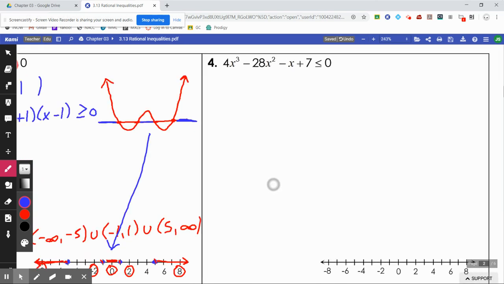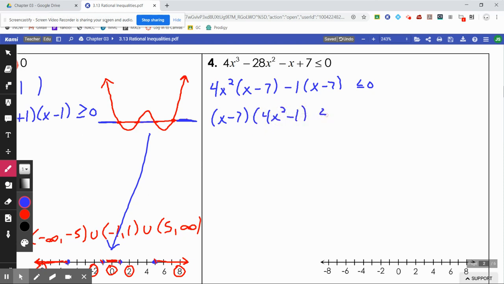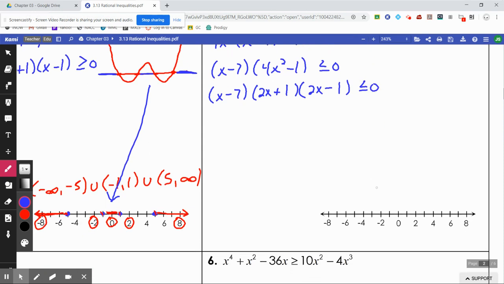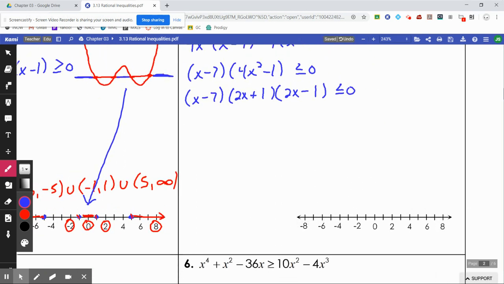I believe this is factorable by grouping. So let's try a 4x squared. Let's pull it out. We're left with an x minus 7, and this is definitely factorable by grouping now. Pull out a -1, you're left with x minus 7 as well, is less than or equal to 0. Let's factor out the x minus 7, and you have 4x squared minus 1. We'll take down the x minus 7, and this is now difference of squares, which factors into conjugates. 2x times itself gives you 4x squared. 1 times itself gives you -1, is less than or equal to 0. So we now have our zeros located at 7, -1/2, and +1/2.